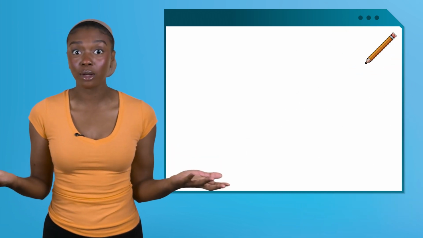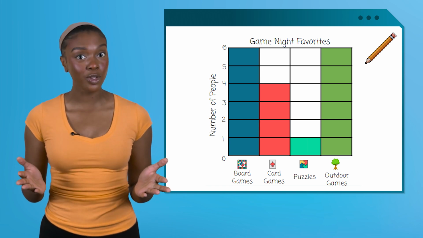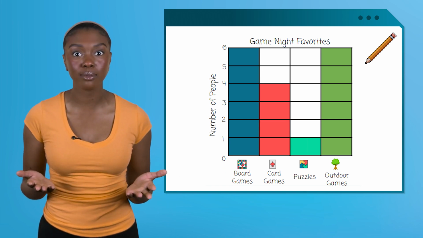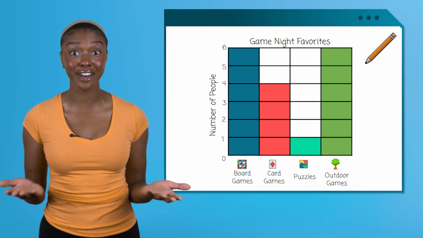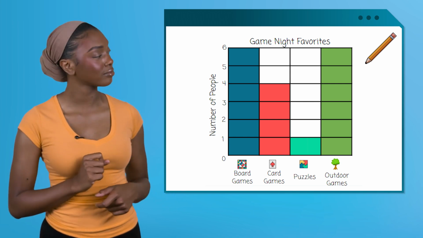Oh, Mia wants to know if we can help her get more information from her graph too. Grab your pencil and let's see how we can help. Here's the graph we helped Mia make. First, we can help her decide which game she should definitely plan to have at her family game night. We'll look for the tallest bar.